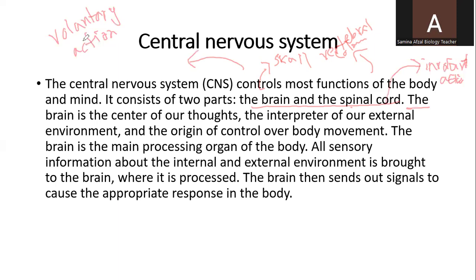The brain is the center of our thoughts, the interpreter of our external environment, and the region of control over body movements. All body movements are controlled by our central nervous system. The brain is the main processing organ of the body. All sensory information about the internal and external environment is brought to the brain, where it is processed.